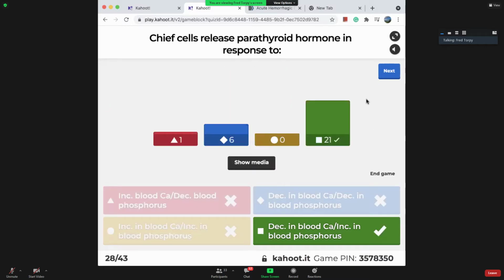Good job, you guys. That was a bit of a tough question. So it's somewhat intuitive that when you have a decrease in blood calcium, of course, you'd want to release more parathyroid hormone to increase your ionized calcium again. Does anybody know why, if your blood phosphorus goes up, you release more parathyroid hormone?